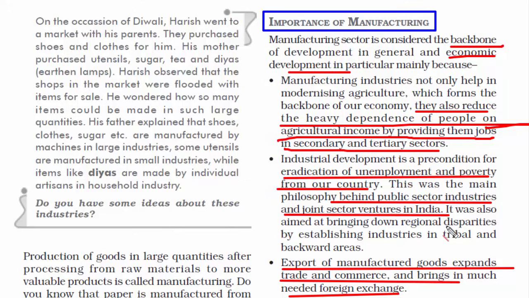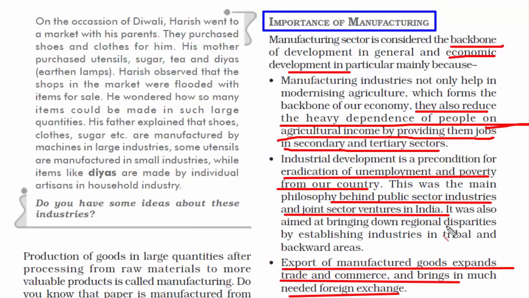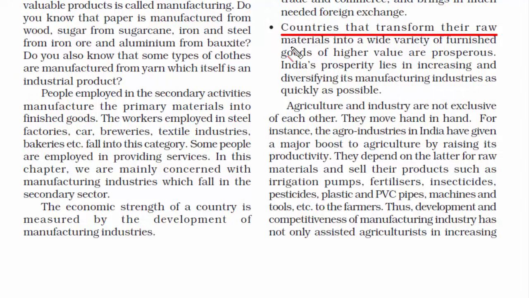By everyone, I mean different countries. Hence, that will expand trade and commerce because there will be so many countries lined up to buy products from us. And that's going to bring in the foreign exchange. And the last point is countries that transform their raw materials into a wide variety of finished goods of higher value are prosperous. Now, this is a very important point.